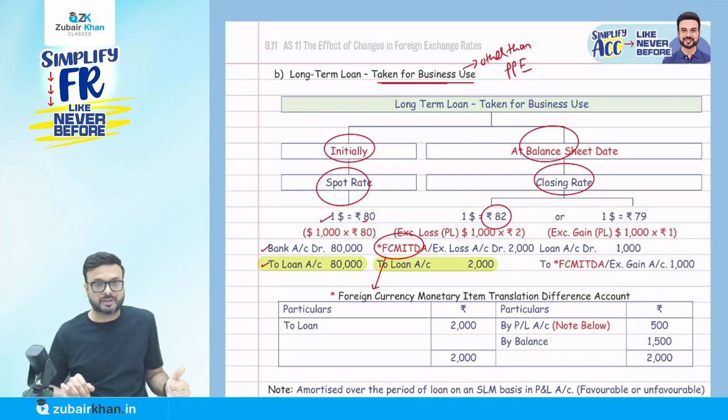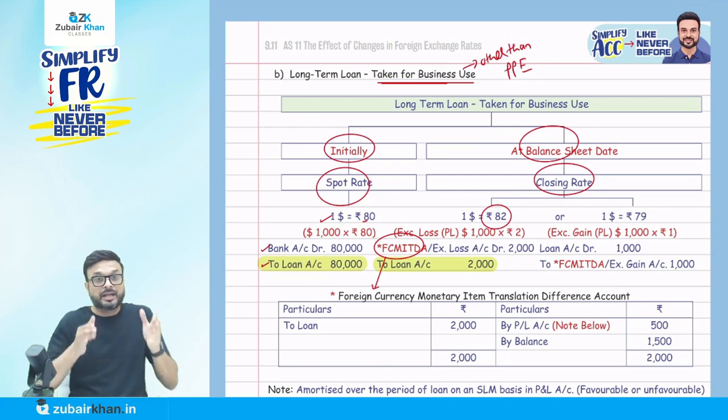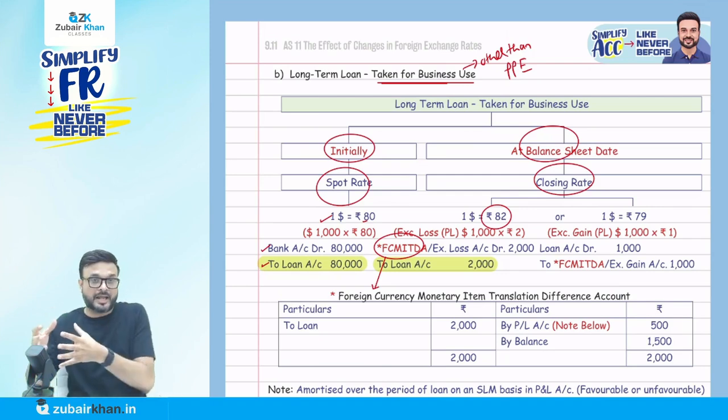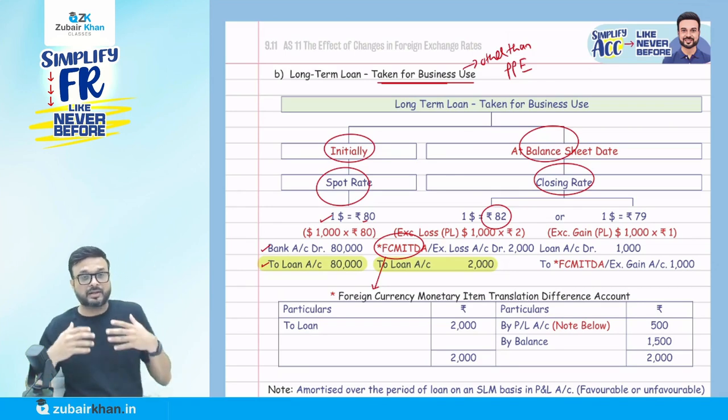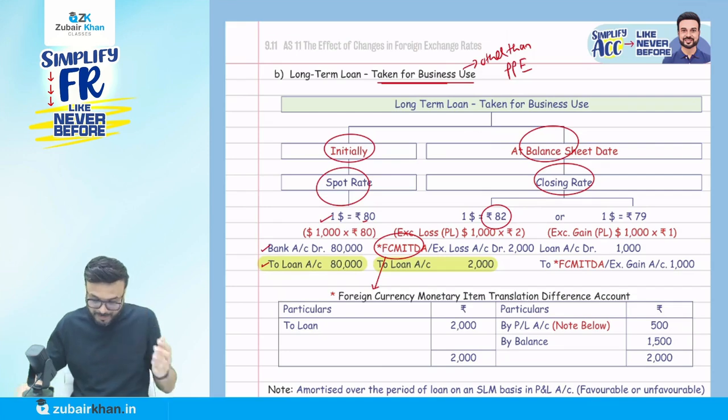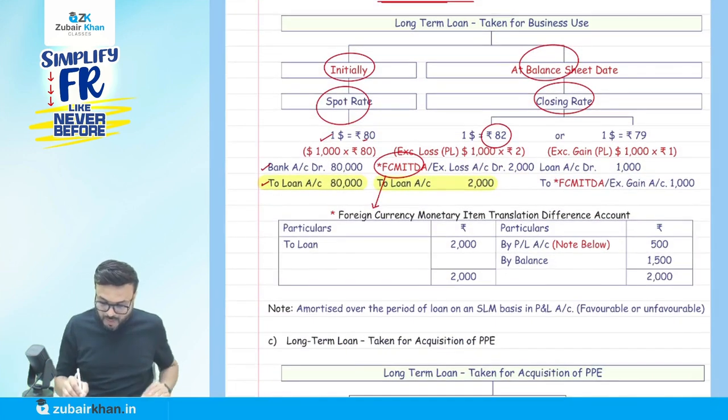So what is going to happen in that case? They give us the option that, instead of taking it to the profit and loss account, they create the FCMITD account. And what should be the treatment of that? Suppose here in this example, I have a loss of 2,000 rupees. These 2,000 are going to appear in my FCMITD account, on the debit side. We have debited this exchange loss here.